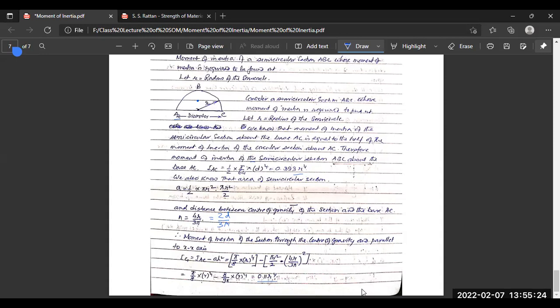Well, with this we are finishing this module, moment of inertia. Let us go for the next module, that is torsion.